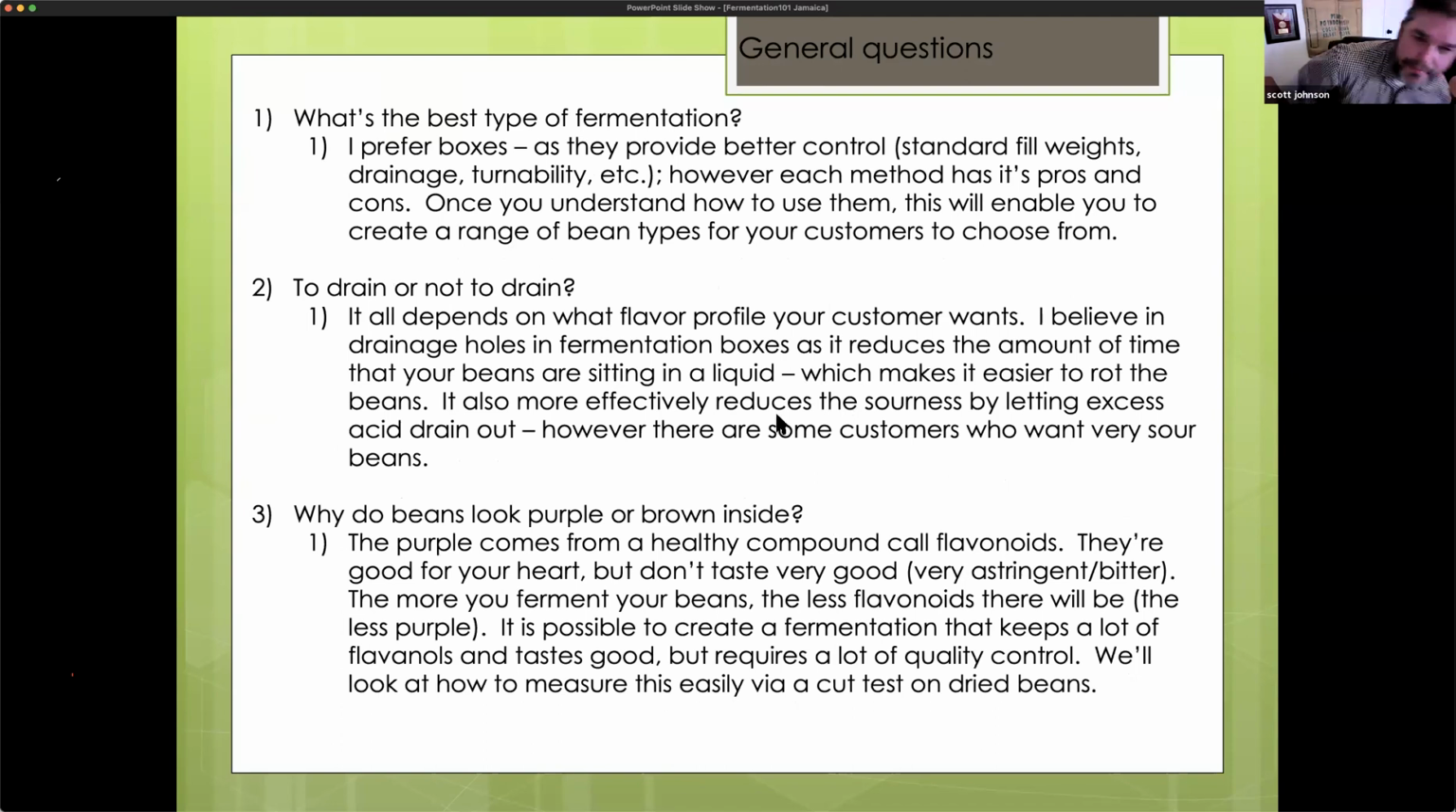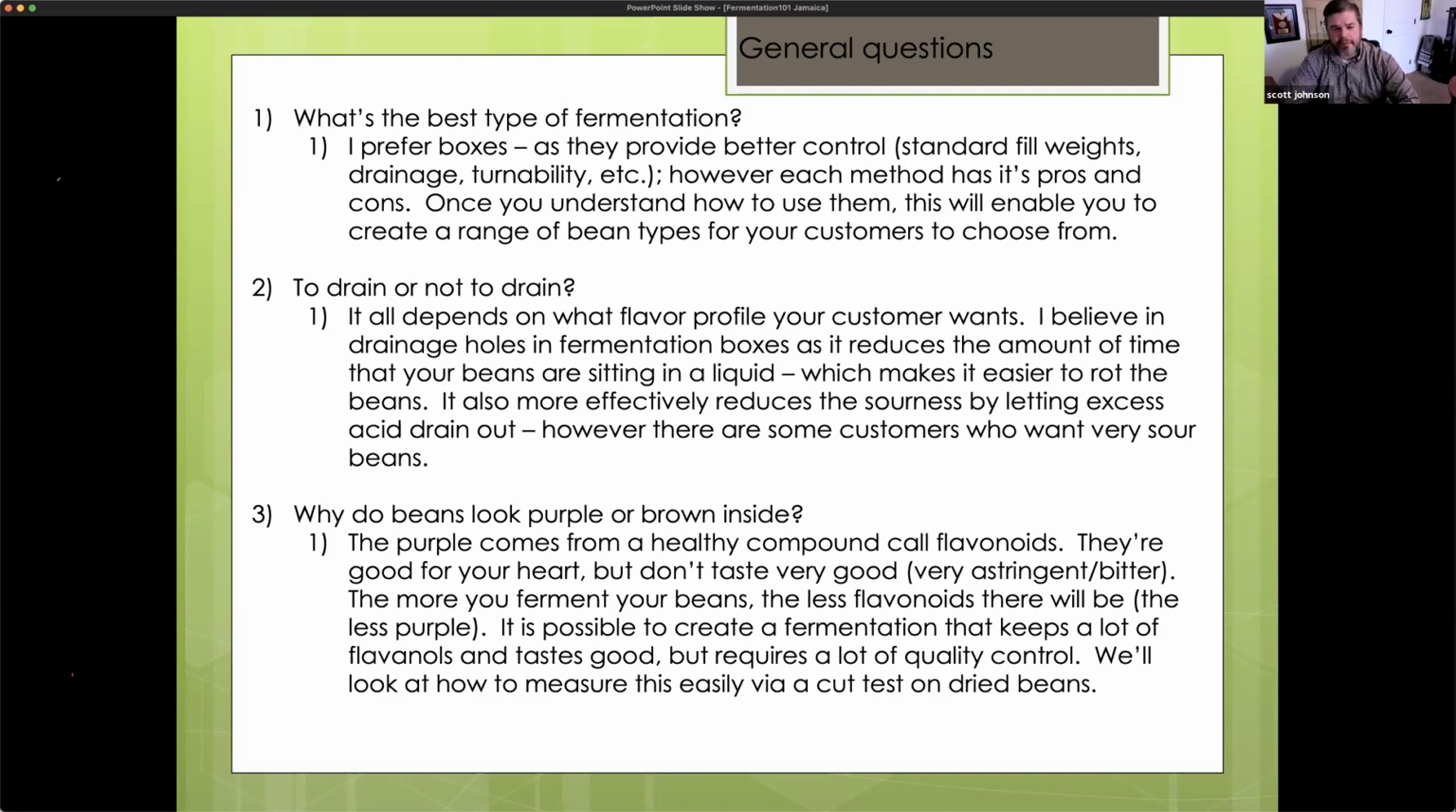All right, so what's the best type of fermentation? I prefer the boxes for reasons we talked about. We get better standardization. You can standardize the fill weights and the drainage and turnability, although there are pros and cons to everything. And so hopefully from today's conversation, you're able to understand what's happening at each stage of the fermentation so that you can understand and customize your fermentation to be able to direct it in the way that you want to go. I will almost always, if not always, recommend a box fermentation. The specifics of that box can change from site to site depending on what we're trying to accomplish, but that's where we're going to find the most controllability.